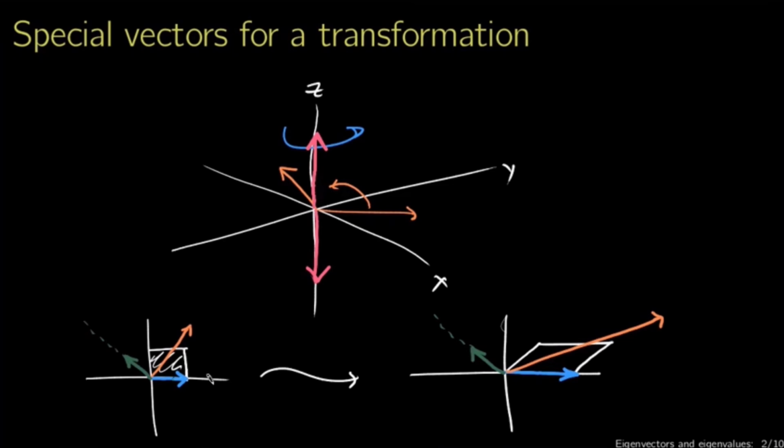So these special vectors are called eigenvectors, from the German prefix eigen, which means self or proper. So these are the self values or the proper values of a transformation, the values that return to themselves in some sense. And the amount, for instance, by which this orange vector gets increased in length or decreased in length is the eigenvalue.